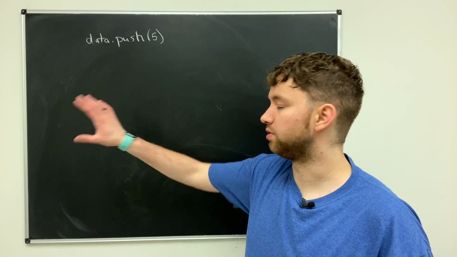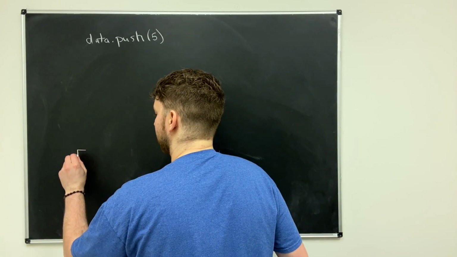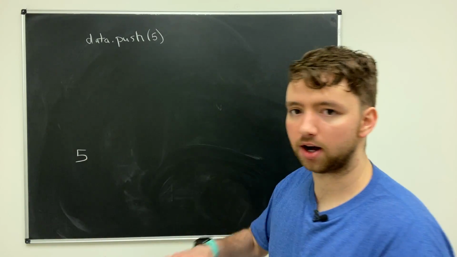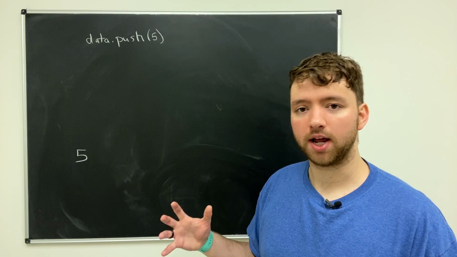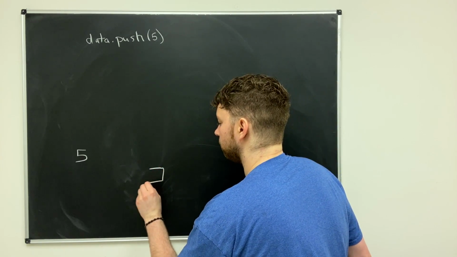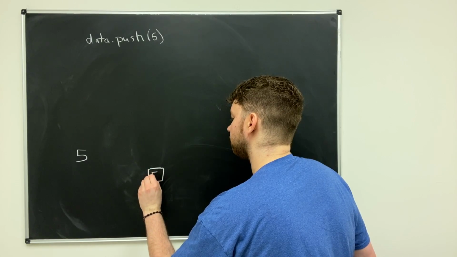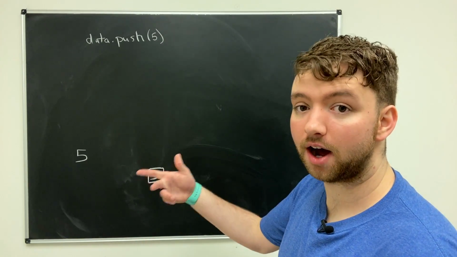Well, we're going to see how you could visualize this over here. So we're going to have the value 5 at the bottom of a stack. Then inside of our array, it's going to look like so. 1 element, 5.